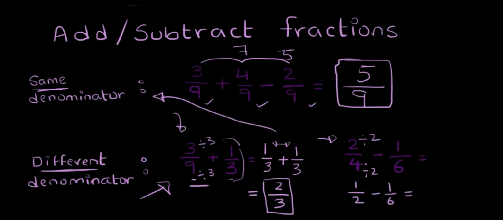Again, the denominators are not the same. I'll have to change this 2 into a 6. I'll multiply it by 3. What do you say? 2 times 3 gives me a 6. That would give me the same denominator. Now, the only thing I'm interested in is the numerator. 3 times 1 is a 3. Take away 1. That's 2 over 6.